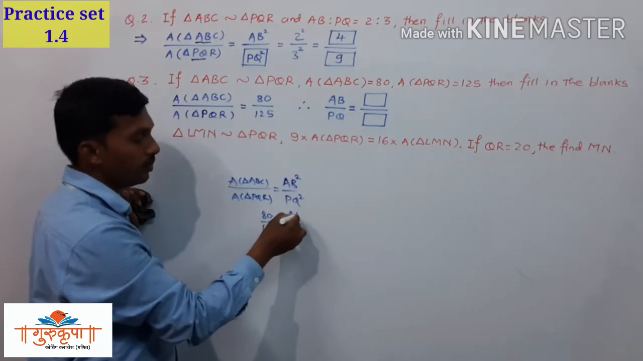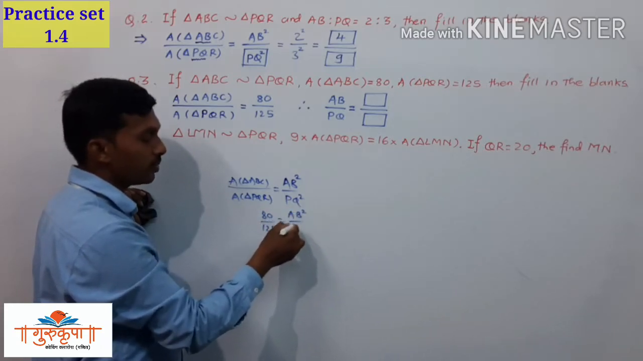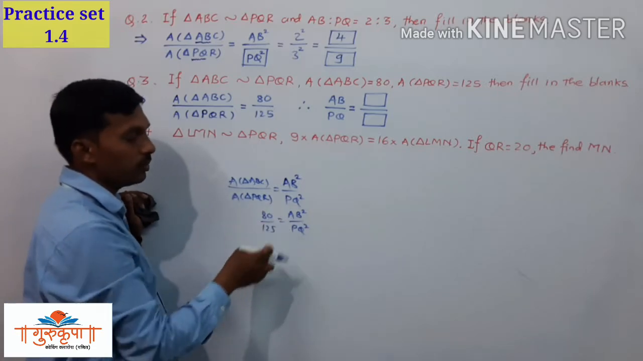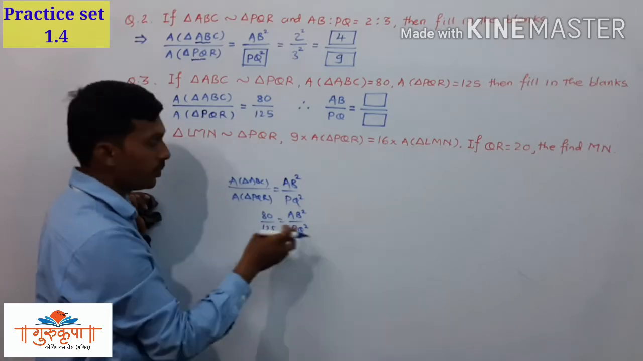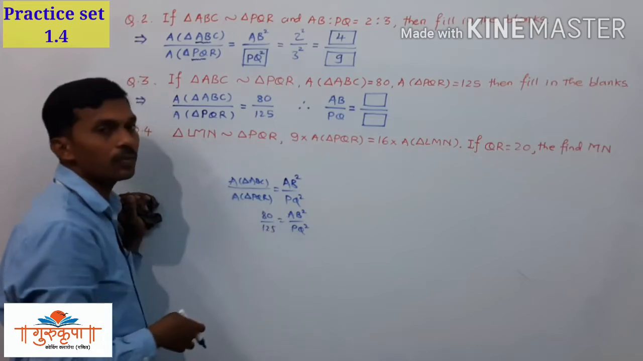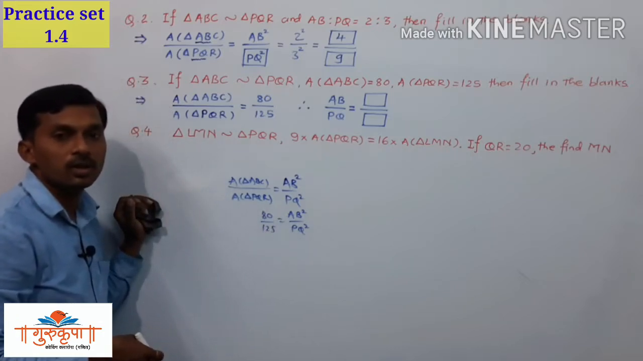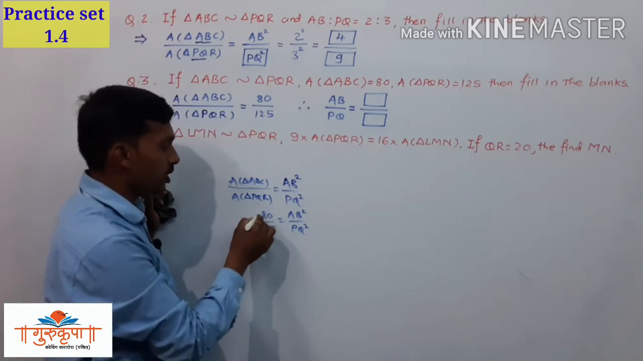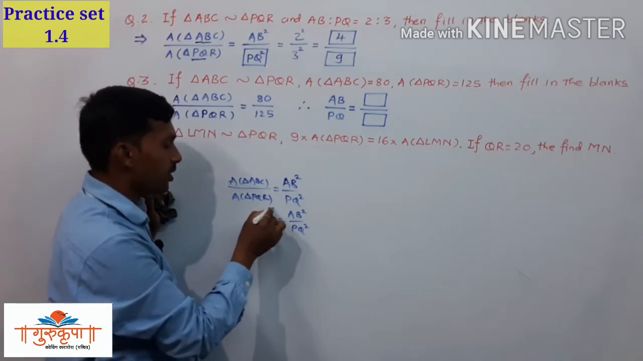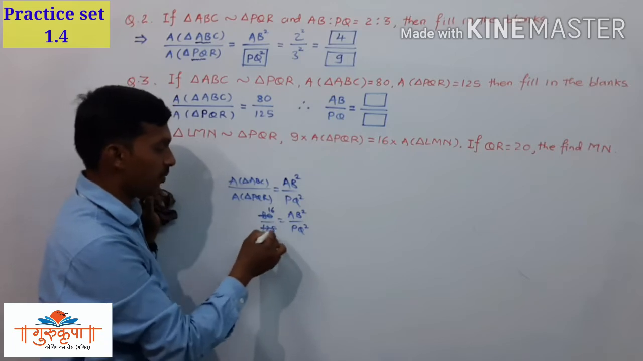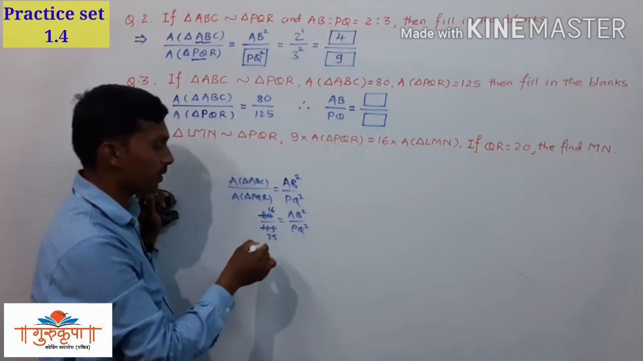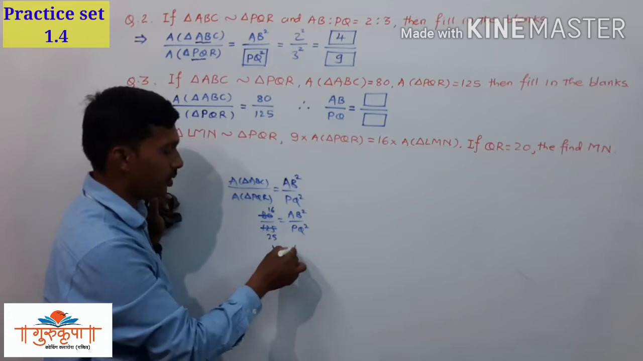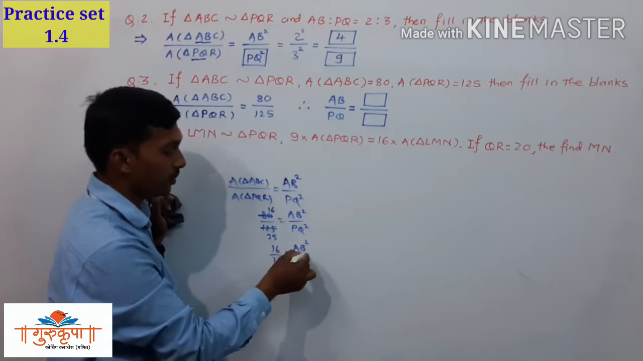It is equal to AB square upon PQ square, and now we have to get the value of AB upon PQ. So you can take the square root, but here we cannot find the square roots of 80 and 125. So we have to simplify this ratio first. Both the numbers are divisible by 5. 5 1s are 5, 5 6s are 30, and 5 2s are 10, 5 5s are 25. We have 16 upon 25, it is equal to AB square upon PQ square.